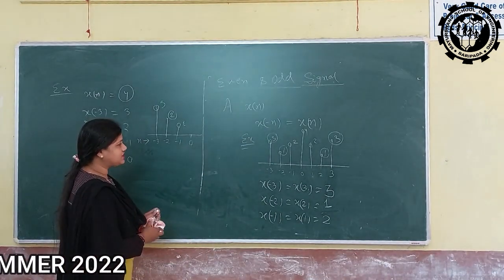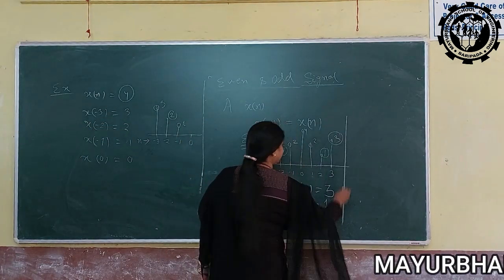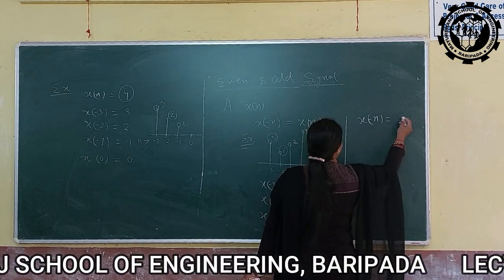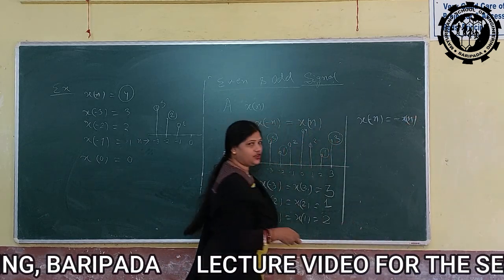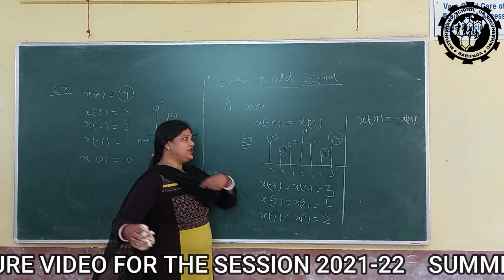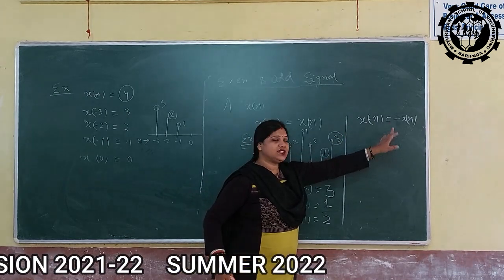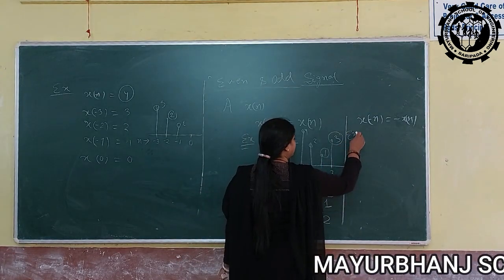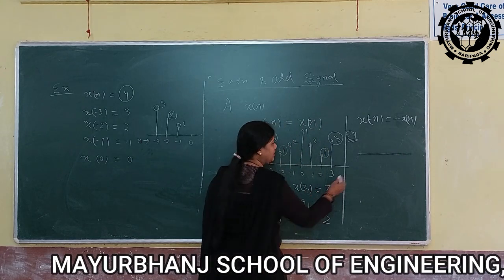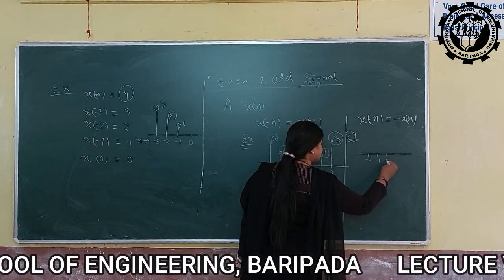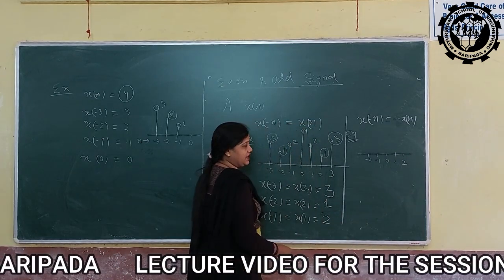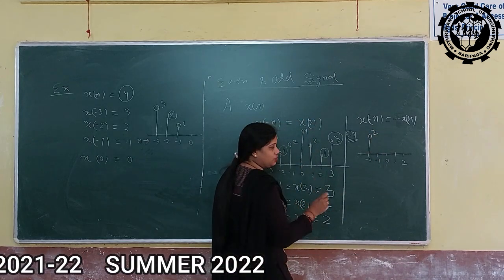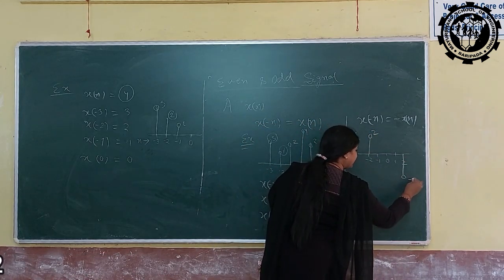Let's take an example of an odd signal. In an odd signal, the condition is x of -n is equal to -x of n. That is the condition for an odd signal. Let's take an example in graphical form. If -2, -1, 0, 1 and 2. At -2, if its value is 2, then at 2 its value is -2.